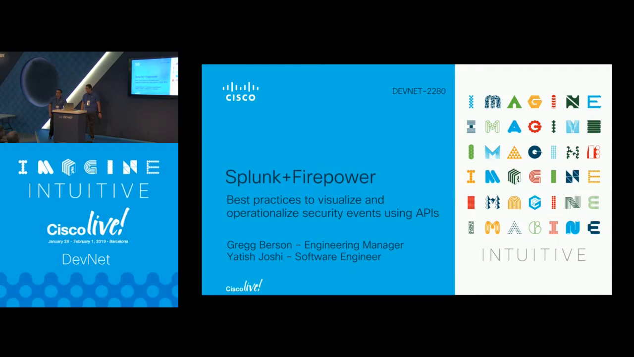Good morning, everyone. My name is Jatish Joshi. I'm a software engineer in the Firepower Management and Integrations team. I primarily work on the threat-centric features on the next-gen firewall, so anything from URL filtering, security intelligence, and the threat intelligence director that we're going to cover in this demo. I worked on it, and I've been at Cisco for 3 years now.